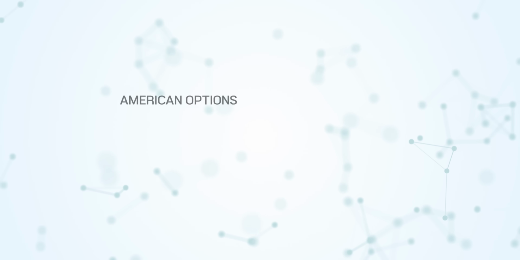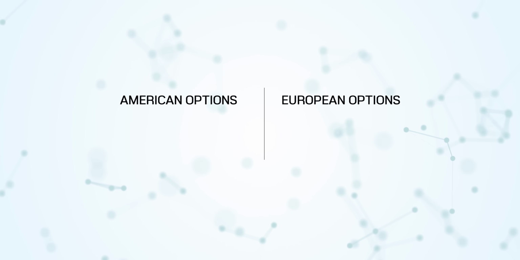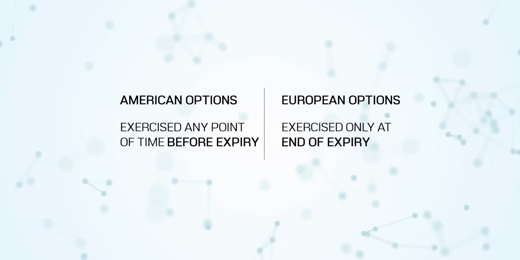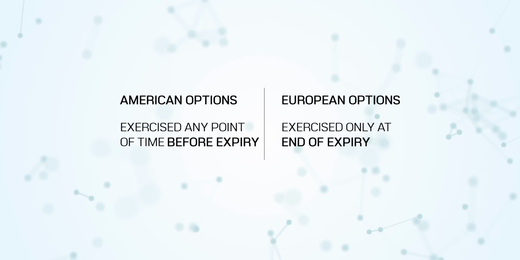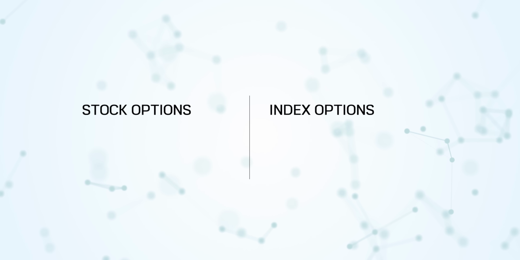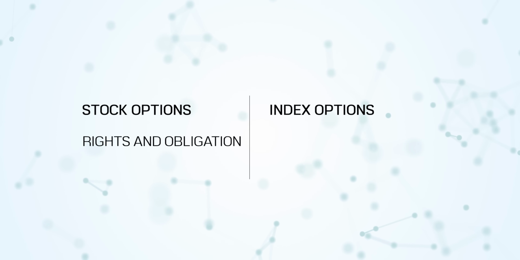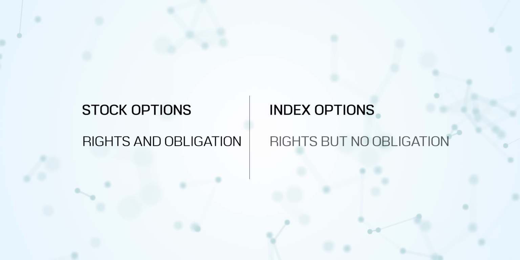Second major difference. Earlier, we discussed American options and European options. European options can be exercised only on expiry. American options can be exercised anytime. If you go through the book, the definition for option buying says the right but not the obligation to buy. But in India, you have the right and also the obligation only when it comes to stock options. In index options, you have the right but no obligation.